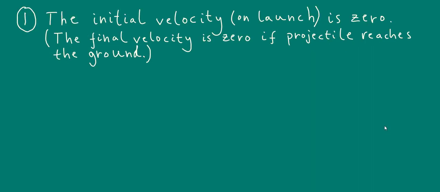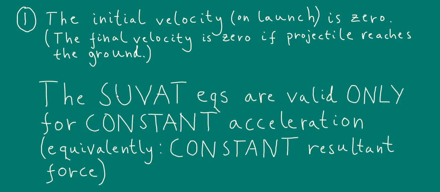The first mistake stems from students forgetting a key principle of projectile motion, namely that the SUVAT equations are valid only for constant acceleration, or equivalently for a constant resultant force, assuming that the mass is unchanged throughout. This means that you have to be very careful about where or when you can use the SUVAT equations. So let's take a closer look at what we mean by this in the following example.